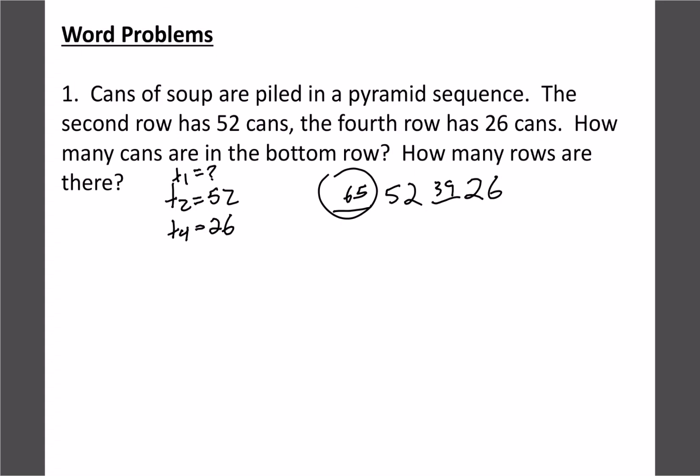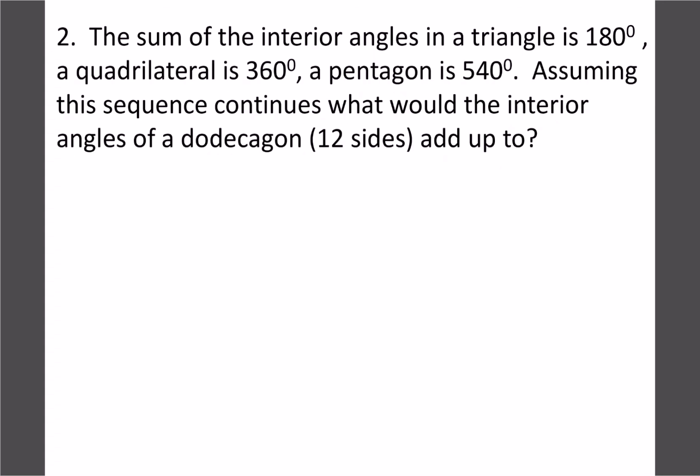So now it's saying how many rows are there? Well, let's just continue the pattern. If we subtract 13 again, we'd have 13. Subtract 13 again, we'd get 0. So 0 doesn't make sense. That means there's no cans on the top row. So that's it. So we actually only have 1, 2, 3, 4, 5 rows. So that would be our final answer for that one. So sometimes with the word problems, you got to do a little bit of logic, make sure it actually makes sense based on the question.